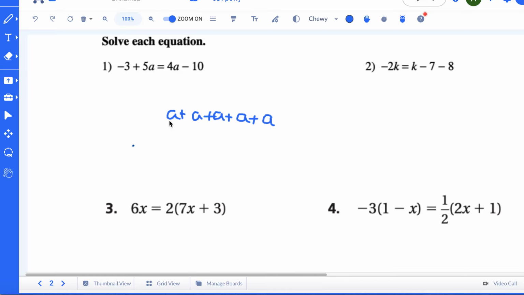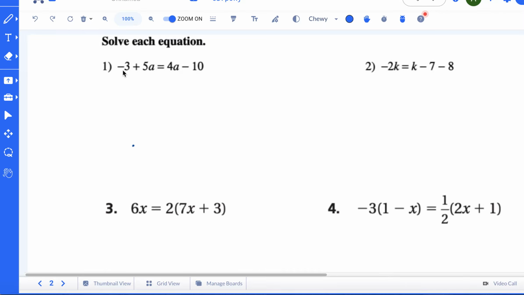So instead of writing a plus a plus a plus a plus a, we simplify that as 5a because we have 5 of those. This is what we call combining like terms. We're combining all of these a's together to give me 5a. That's one of the misconceptions students have when they see a variable and a number together. Okay, so let's get started.